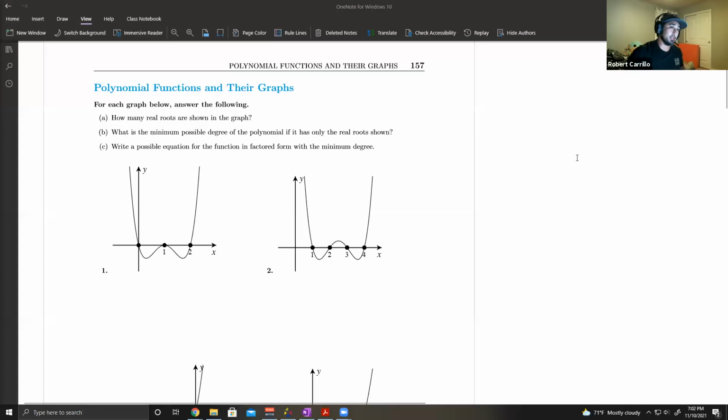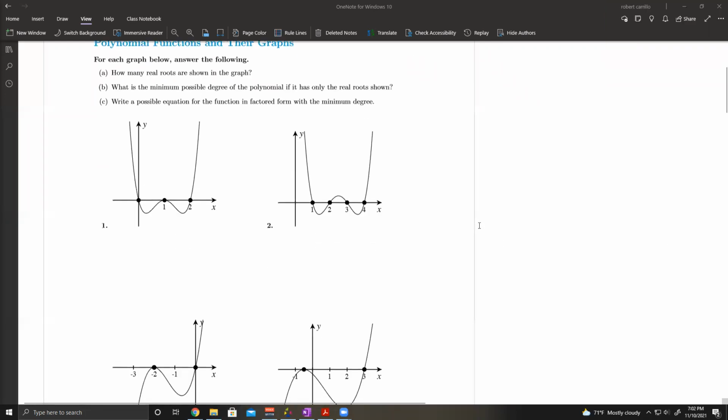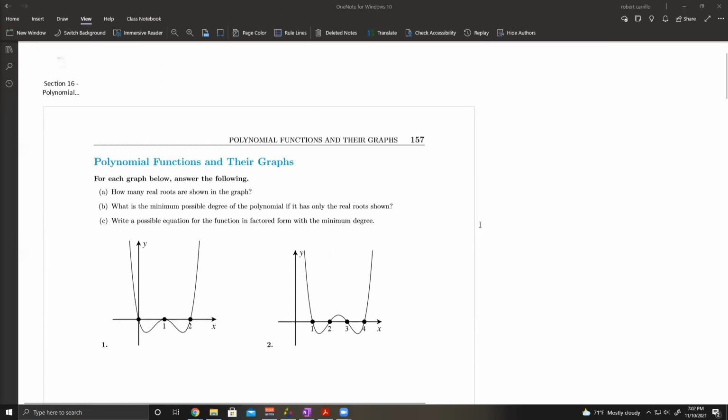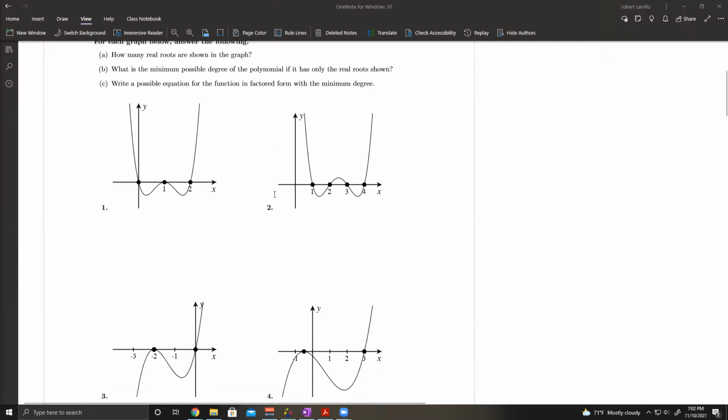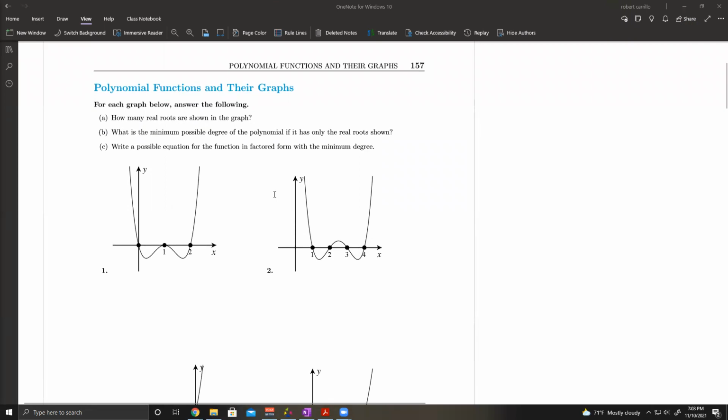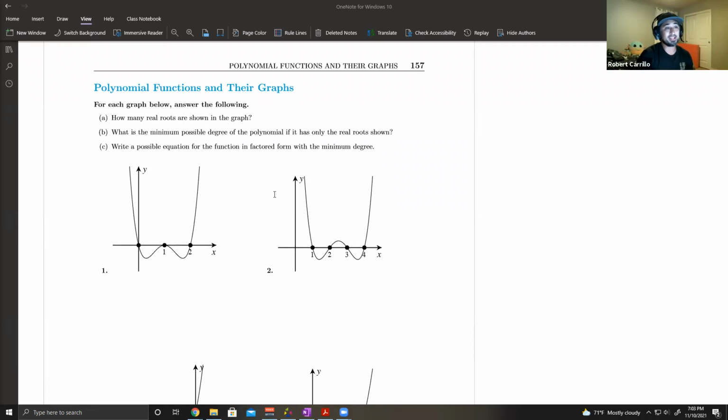Okay, sweet. So we have polynomial functions and rational functions today. For polynomial functions, the notes are only this page, so nothing too crazy on these. For the given four graphs, we're going to want to know how many real roots are shown in the graph. What is the minimum possible degree of the polynomial if it has only real roots shown? And write a possible equation for the function in factored form with the minimum degree.